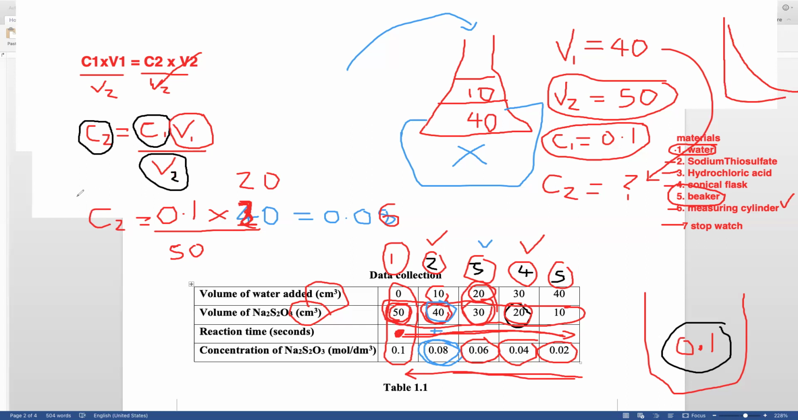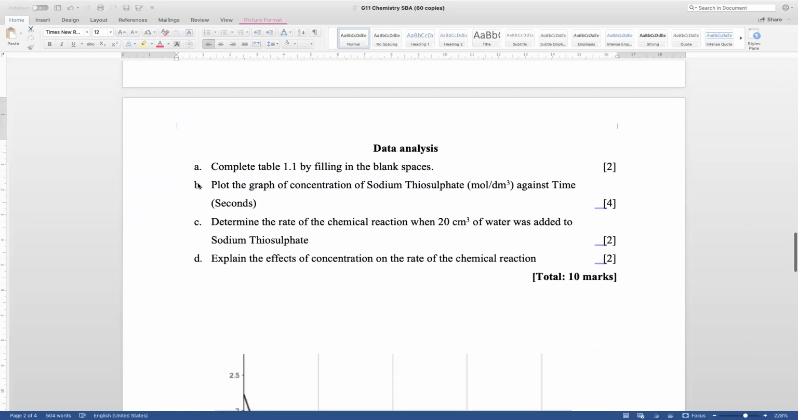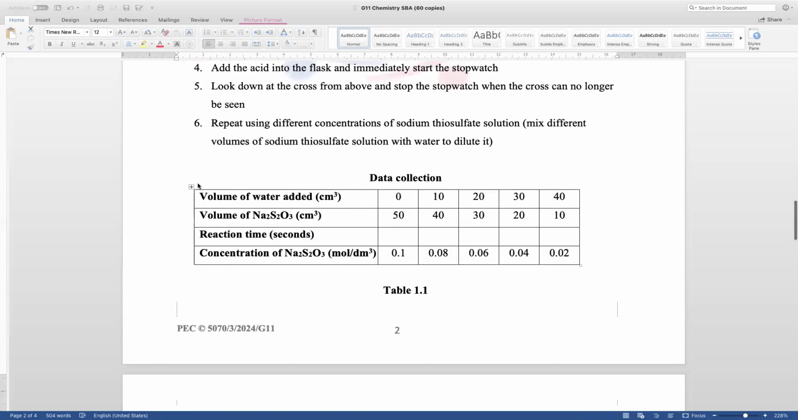Now, what do we have? So you need to remember that. So we have all that done. The next thing that the question tells us is to do the data analysis. So we go to analyze the data that we have. Time, I've not indicated time because you actually collect the time during the experiment. So I was just showing how to find the concentration.